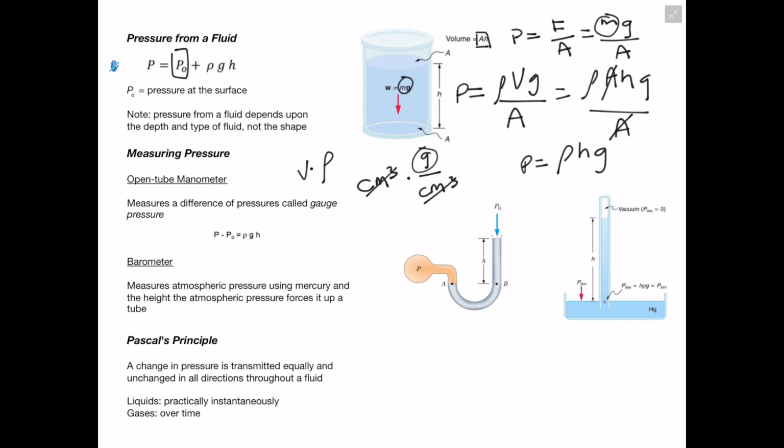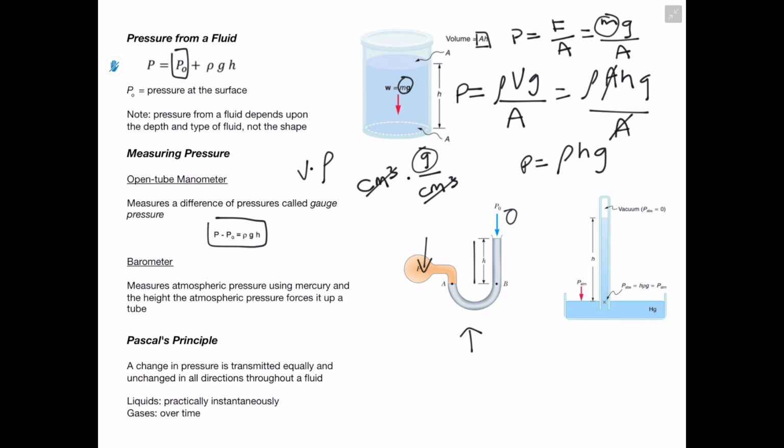So we have two main ways of measuring pressure that we're going to be going over. We have an open tube manometer, which is this setup here, and we see that we have this equation which was actually derived from this setup, and basically it's going to measure a difference of pressures called gauge pressure. So it's going to measure the difference between this pressure and the pressure we have in this vessel here by looking at this height. And this is the type of setup we would be using when we're measuring our tire pressure. We're actually measuring the difference between the pressure in the tire and the pressure outside of the tire.